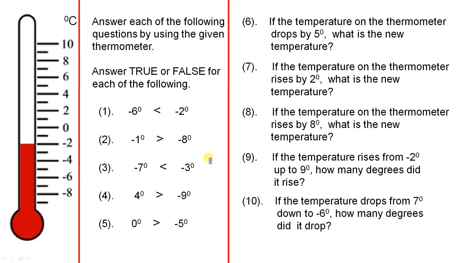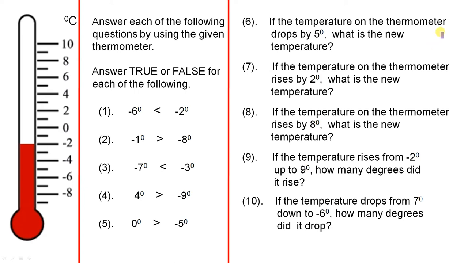-7 degrees is less than -3 degrees. 4 degrees is greater than -9 degrees. And 0 degrees is greater than -5 degrees. Let's have a look at the next 5 questions.